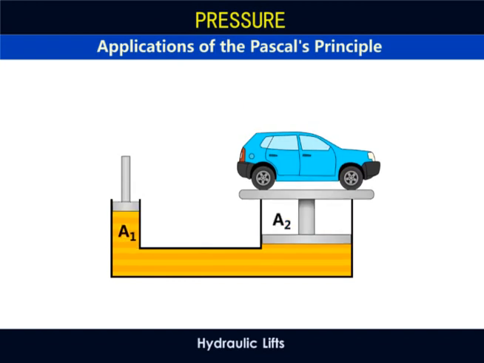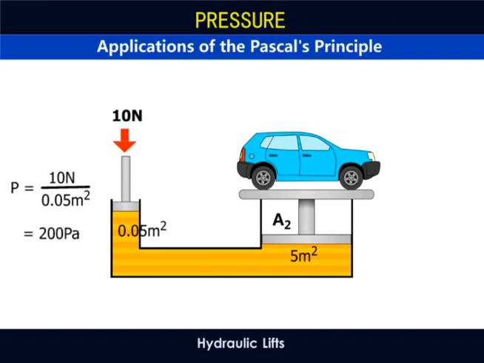Assuming the small piston or cylinder has a cross-sectional area of 0.05 square meters and the larger one has 5 square meters. And suppose we apply a force of 10 newtons on the smaller piston. Let's see how much force will be generated on the other end. So, how much pressure will be generated on the small piston? Pressure is force over area, which gives us 10 over 0.05, giving us 200 Pascal.